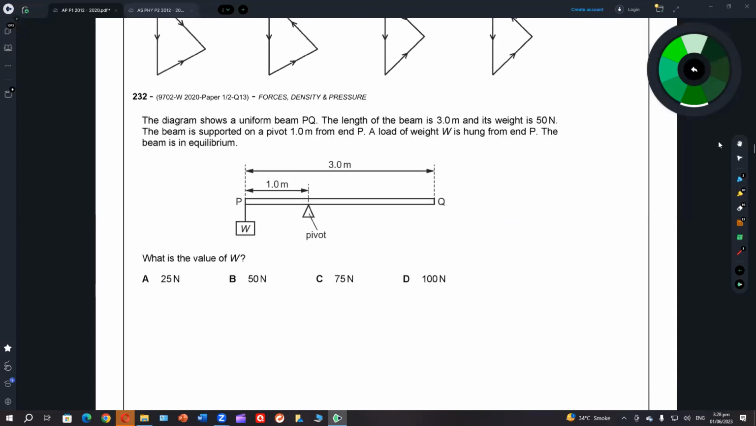The diagram shows a uniform beam PQ. The length of the beam is 3 meters. Uniform means it is evenly distributed in mass, so the center of gravity will be at the center, 1.5. Weight is 50, so we can get the weight also. The beam is supported on a pivot 1 meter from NP. A load of weight W is hung from NP. The beam is in equilibrium.